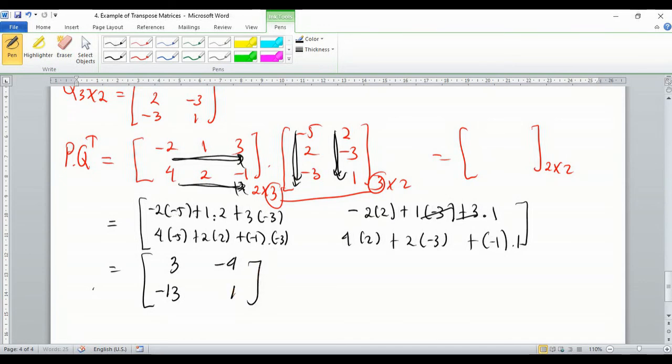10, 12. Oh, sorry, this is 12, right? 12 minus 9, 3 is correct. And then this one minus 4, minus 20. Minus 20, this one is just 7. Minus 20 plus 7, minus 13. 8 minus 6, 2. 2 minus 1, 1. Okay, this is correct. So I hope you understand what I'm explaining today.